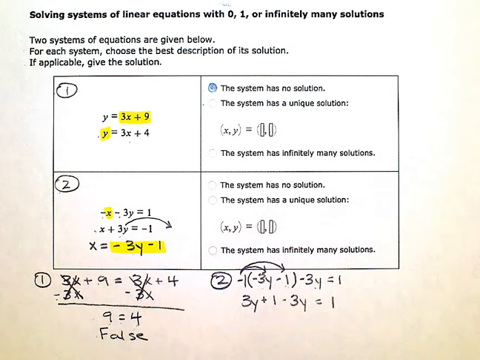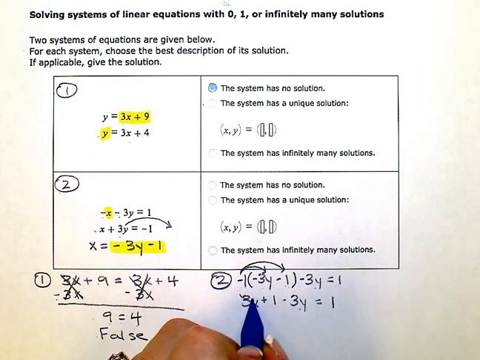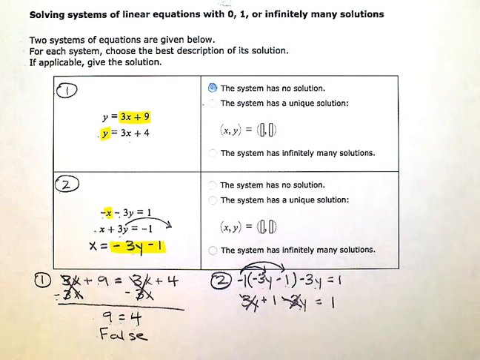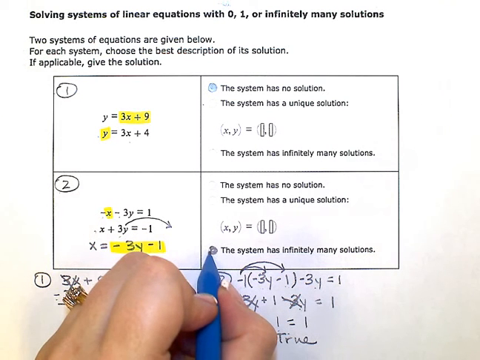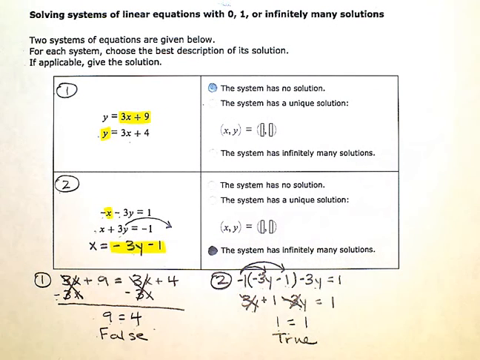Now if I combine like terms, 3y minus 3y equals 0, so they just zero out, and I'm left with 1 on the left equals 1 on the right. As I was saying earlier, if all your variables drop out and you're left with a true statement, then the answer is the system has infinitely many solutions.